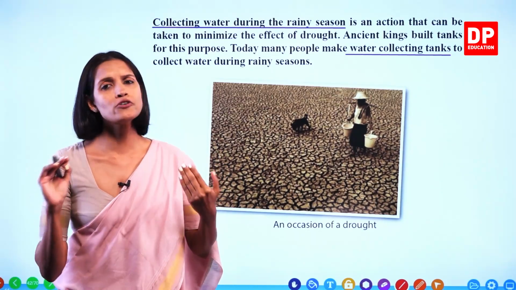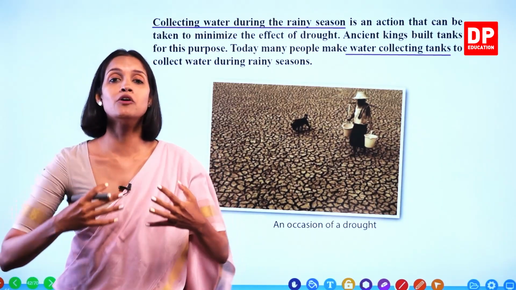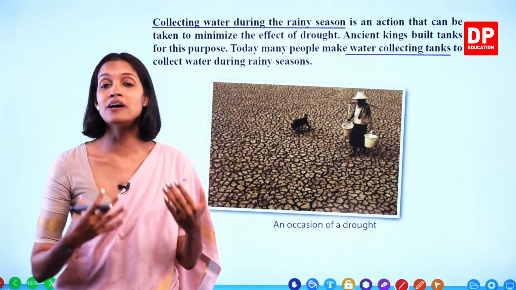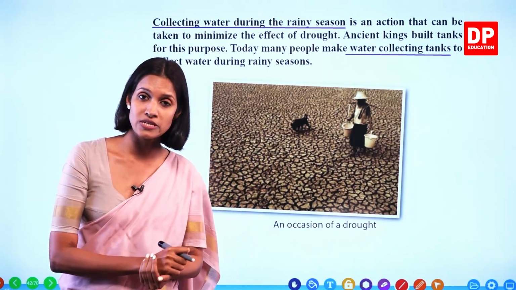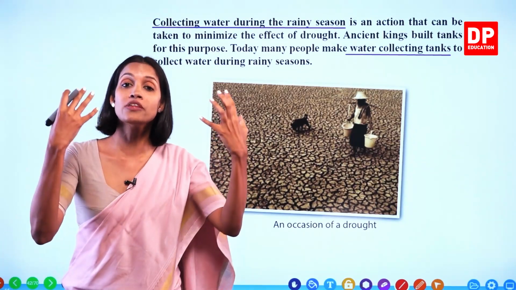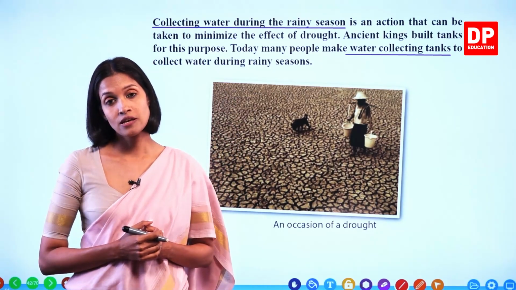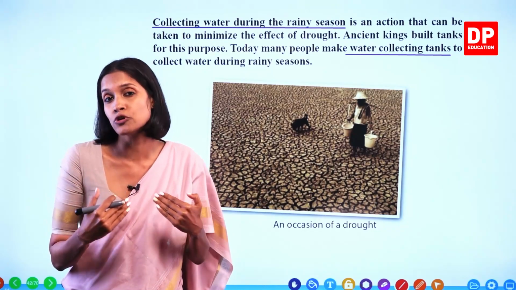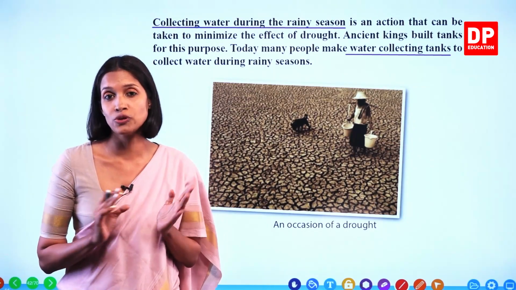But if we cut down trees, what will happen, children? The amount of water vapor added to the atmosphere reduces, thereby the cloud formation also reduces. If the cloud formation reduces, what happens? The precipitation or the rainfall also reduces. So by cutting down trees, we actually disturb the water cycle, children. So we should not do that.